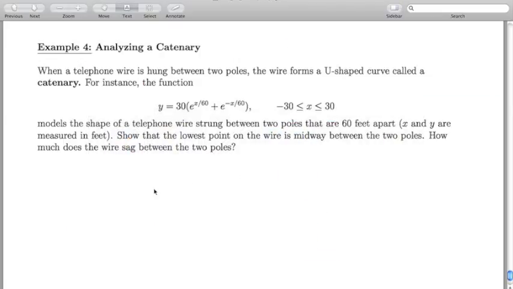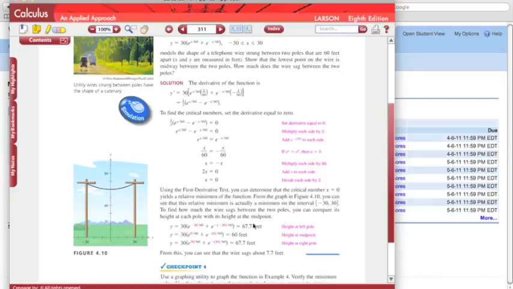So how much does the wire sag between the 2 poles? Basically you want to look at the height here and the height here. What's that sag point? If the height of your pole is 67.7 feet and the wire sags to 60 feet, then it's going to sag by a difference. If you take 67.7 minus 60, the wire sags 7.7 feet here. Okay.